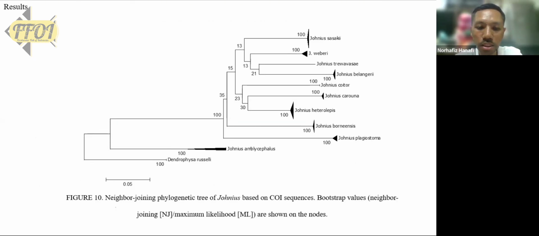Okay, this is another one. Based on the CO1, I made the phylogeny. The name is DNA barcoding.